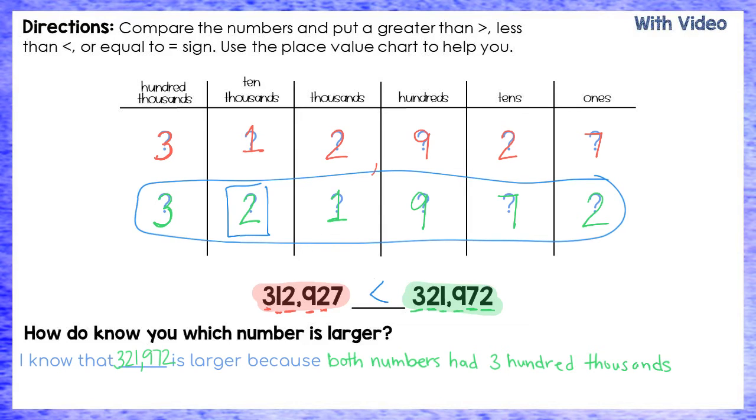Or I could shorten that and say that this number is larger because both had 300,000s, but this number had one more 10,000s. But 321,972 has one more 10,000 than 312,927. So it's a little bit of a long response, but it could have been a lot longer. So if we're really concise in our words, it's easy to describe why we know which number is larger.